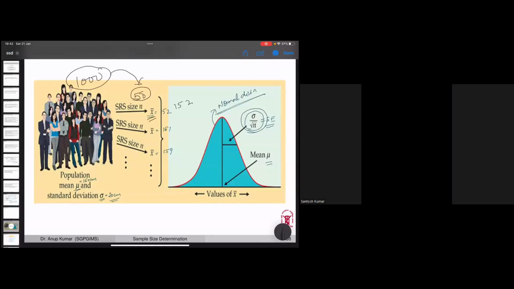If you again repeat the same experiment, the average height comes out to be 161. If you again take a sample, the average height comes out to be 159 centimeters. Now you can see that as the sample changes, the average height is going to change. This means from the population you are taking a sample and estimating the average height, but while doing this process you are committing an error.